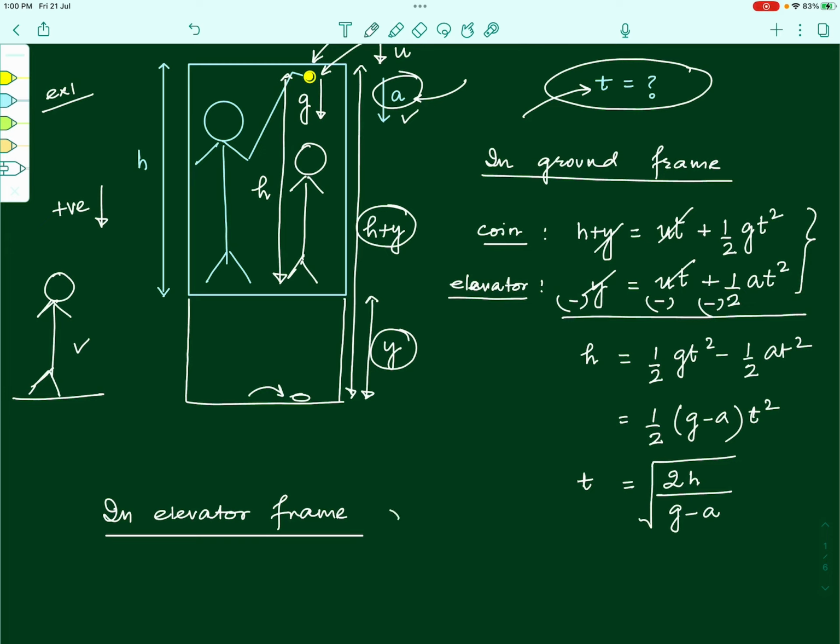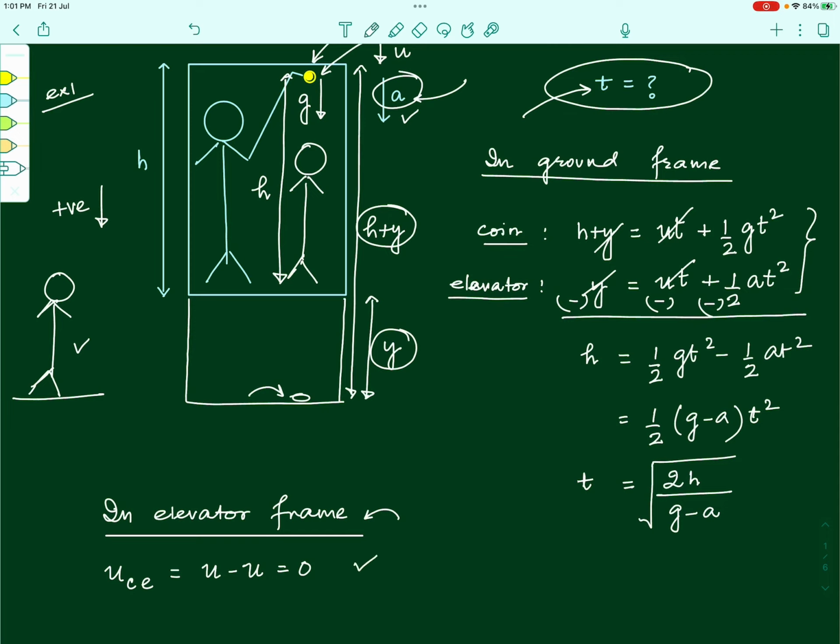But since we are working in the elevator frame, we have to find all the quantities associated with the coin with respect to the elevator. So, the initial velocity with which the coin would be dropped would be the velocity of the coin minus the velocity of the elevator, which will be 0. Understand that if the elevator is at rest and the person standing in the elevator holds this coin in his hand and simply releases it, then the initial velocity of the coin would be 0, right, as seen from a person standing within the elevator. So, this is what we are getting here.